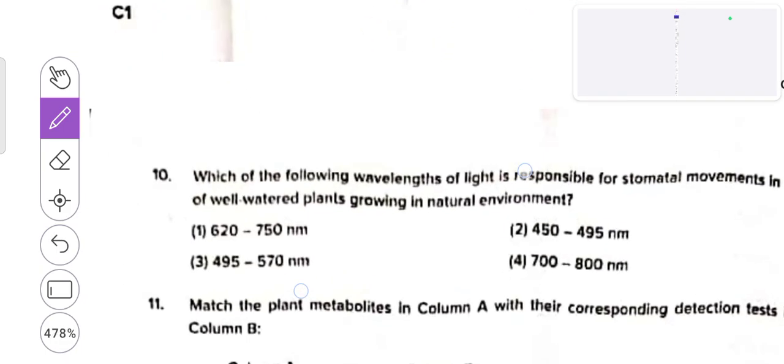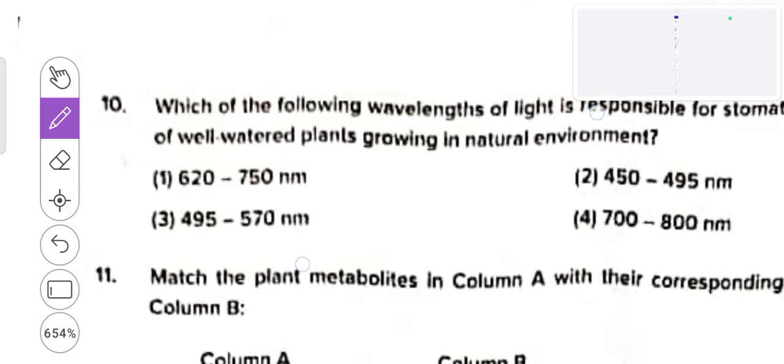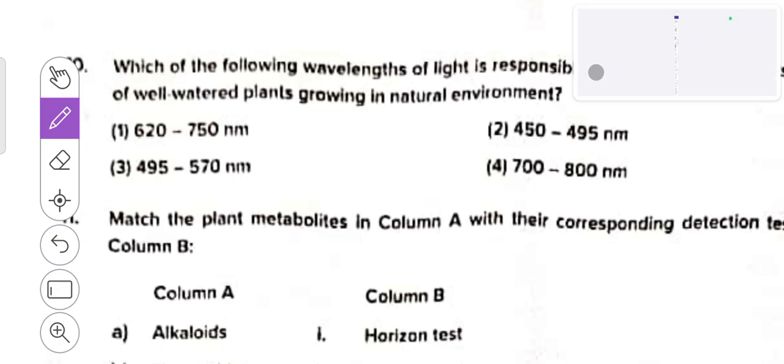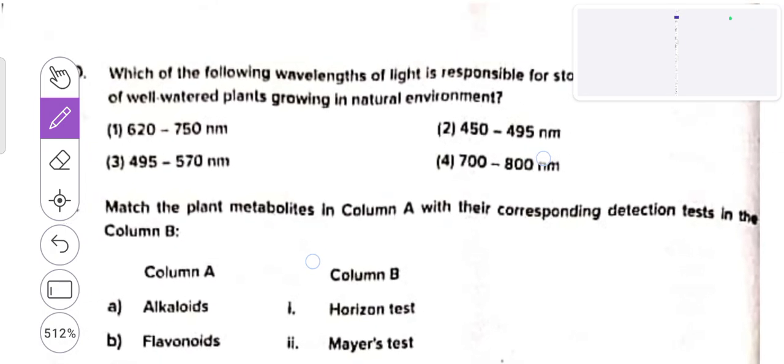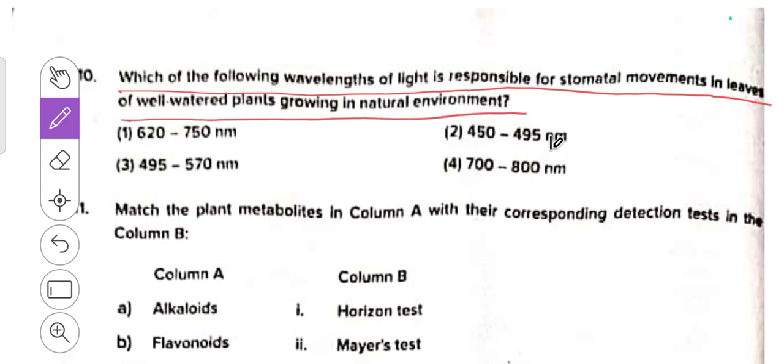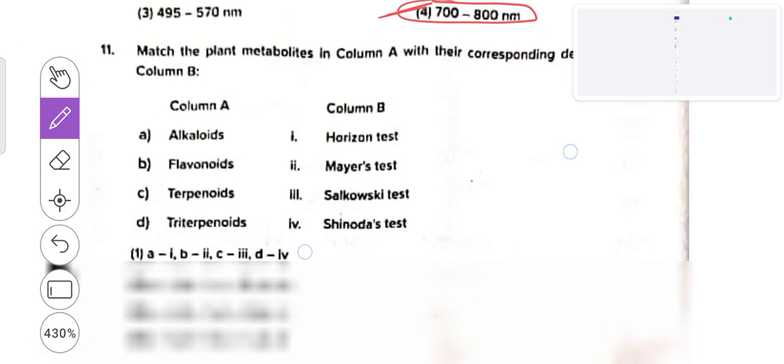Then 10th question. Which of the following wavelengths of light is responsible for stomatal movements in leaves of well-watered plants growing in natural environment? So the fourth one is the right answer. So next one, 11th one.